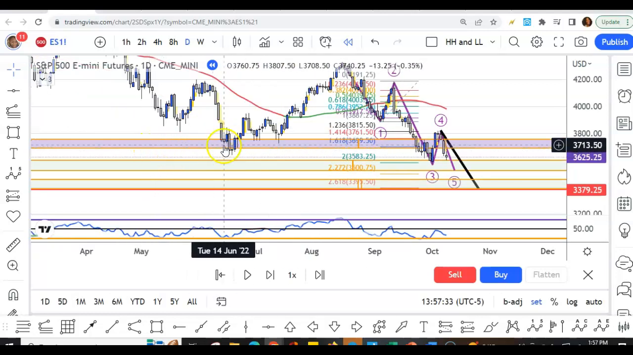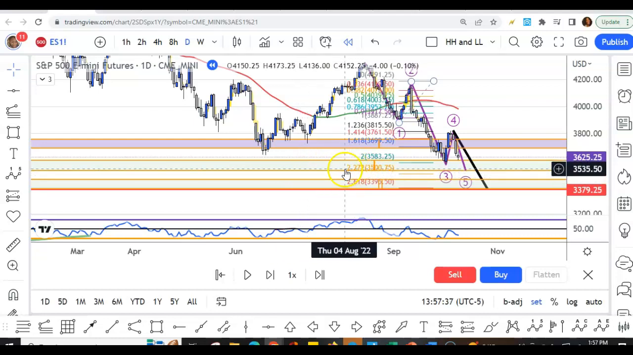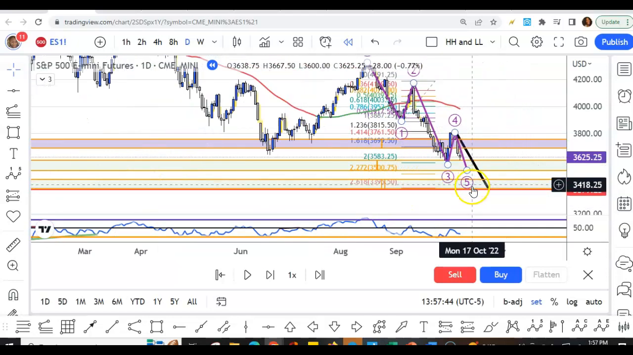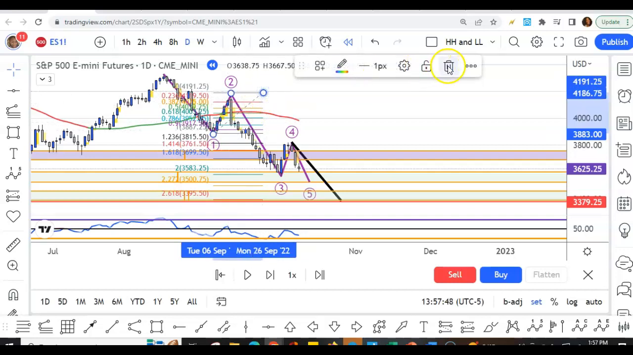This zone is pretty valid. Market reacted off of here. This zone is valid as well, because we had previously marked it from this demand zone. And this one at the bottom is very questionable. And so I've used the extension of wave 2.